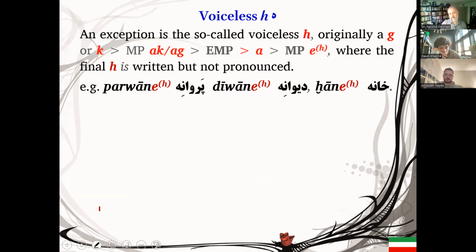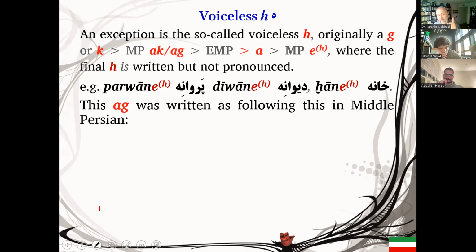It has another history. These words that end with an a, like the word parvane, like the word divane, and like the word khane, that means butterfly, a crazy person, and house: parvane, divane, khane. They were not parvane, divane, khane in Middle Persian. They were parvanak, devanak, and khanak. And this ag, in transition from the Middle Persian into the modern Persian, has been dropped, became khana, divana, parvana.